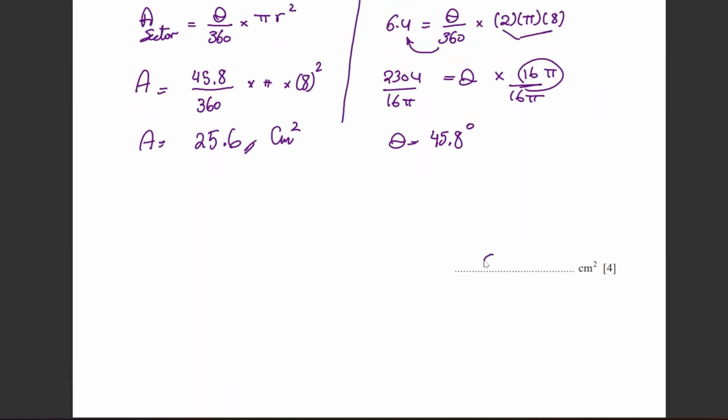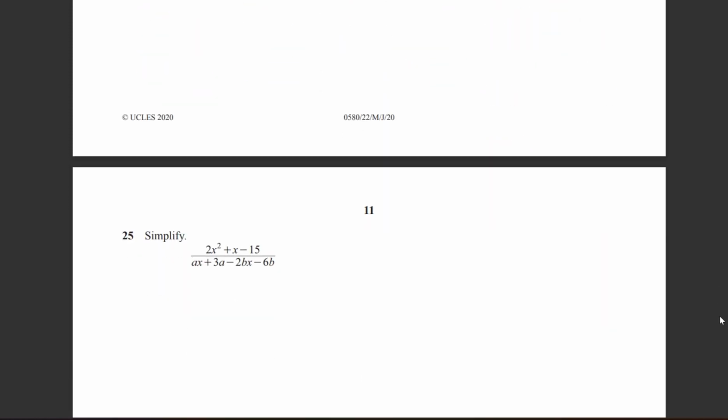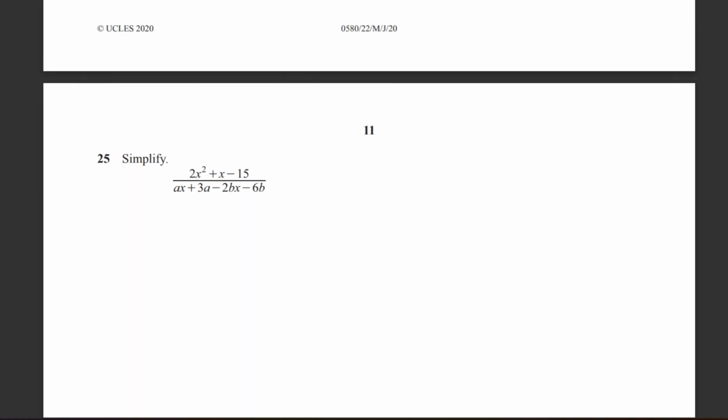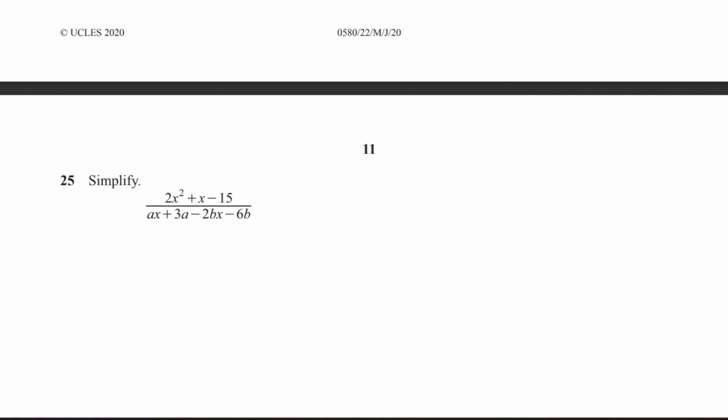Okay. Question number 25. He's telling me to simplify this. If I want to simplify this, I will simplify the numerator alone and the denominator alone. So first I am going to simplify the numerator alone, which is 2x squared plus x minus 5. I will do two brackets, here x and here x. Then I will go to the calculator and do mode 5, 3.